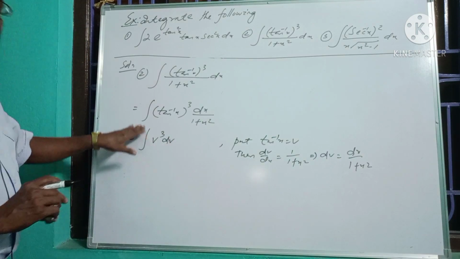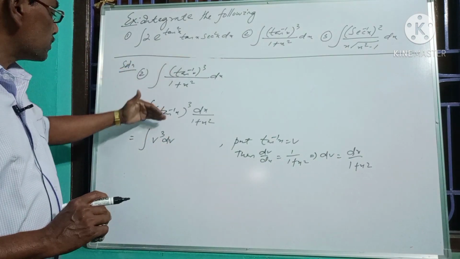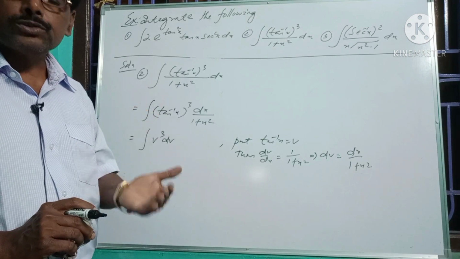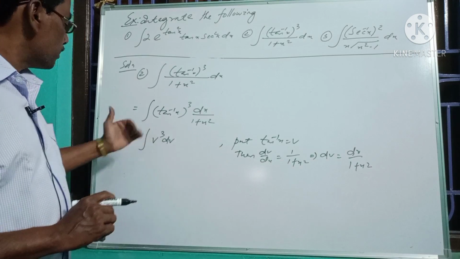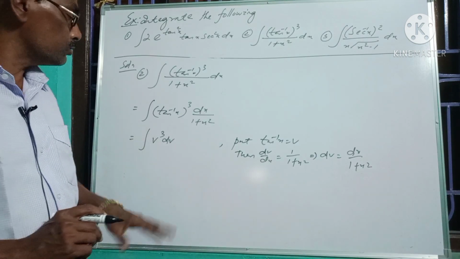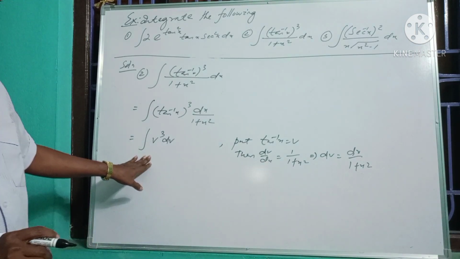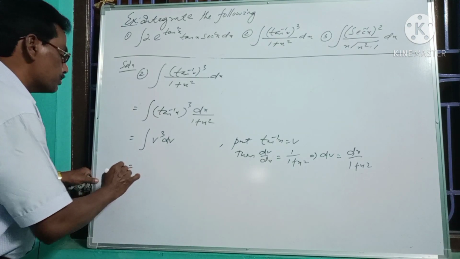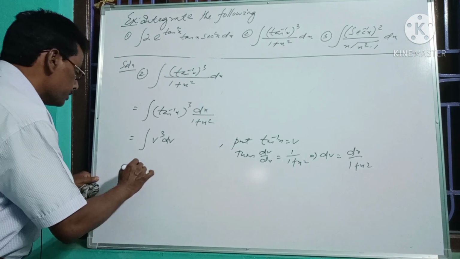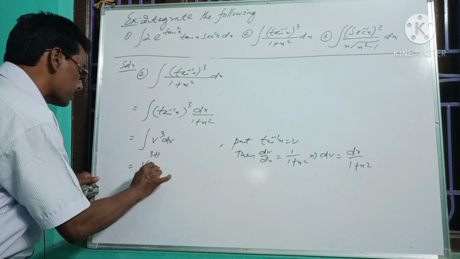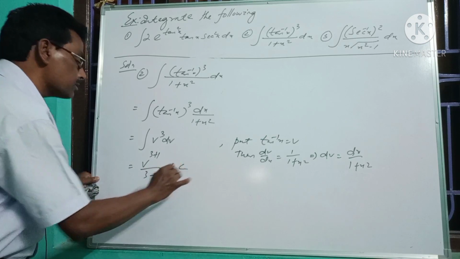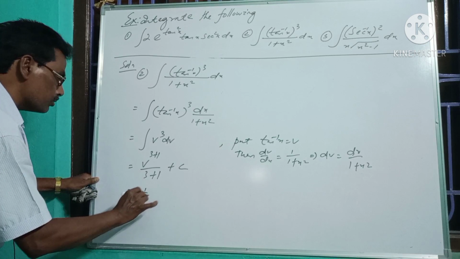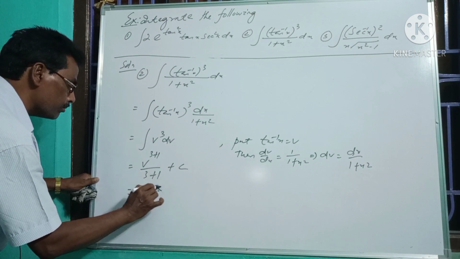Now see, the non-standard function transforms into the standard form, which is in the form of integration of x to the power n. So it can be integrated by the formula, that is, integration of x to the power n with respect to x, which is equal to x to the power n plus 1 by n plus 1 plus c. So integrating v to the power 3 with respect to v, it will give us v to the power 3 plus 1 by 3 plus 1 plus c, where c is the constant of integration. So simplifying, we have 1 by 4 into v to the power 4 plus c.